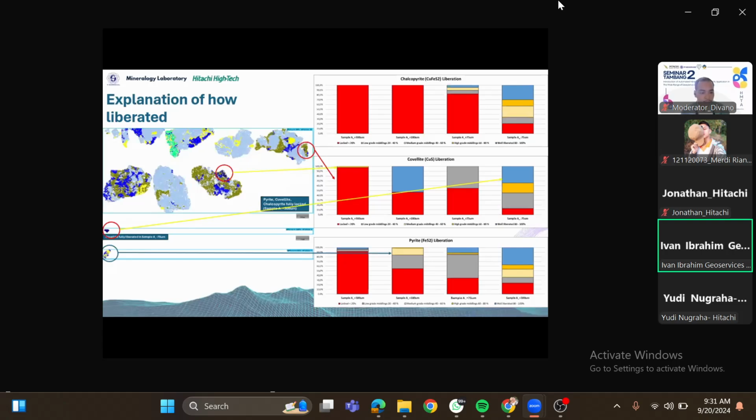Ada juga yang size kecil itu biru, itu yang contoh udah bebas. Nah, ada juga pirit yang setengah-setengah di gambar terakhir. Middlings istilahnya. Oke, lanjut.